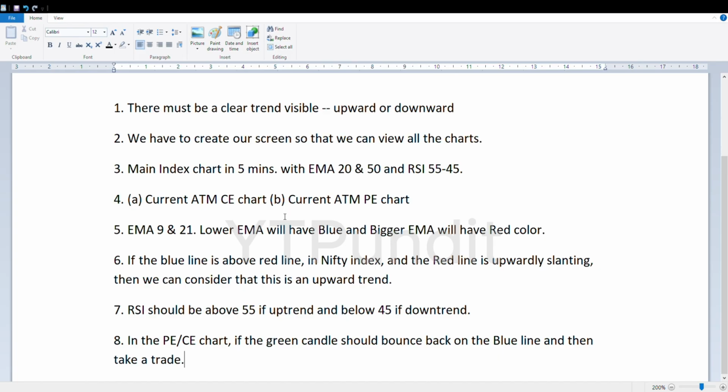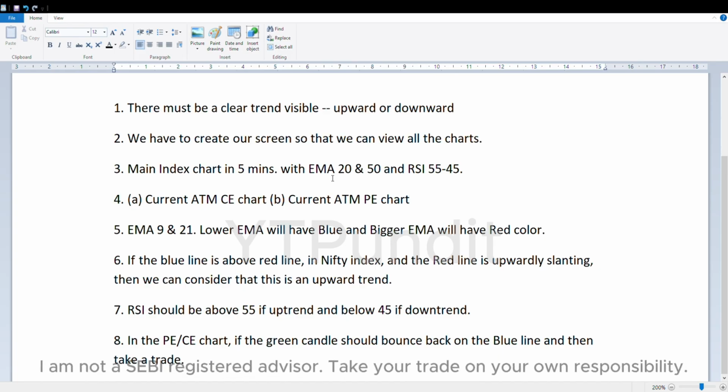The main index chart is in 5 minutes. The EMA is 20 by 50, as I have said. I have also set the RSI in the 55 and 45 range. Now, the current ATM C chart and current ATM PE chart, where you are taking the trend, these are of 2 minutes. 2 minute charts, the C and P.